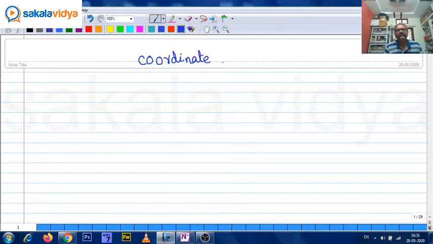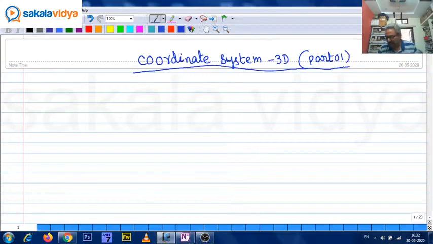So today's chapter is the 3D coordinate system, part 1. We will expect 1 or 2 marks from this chapter.